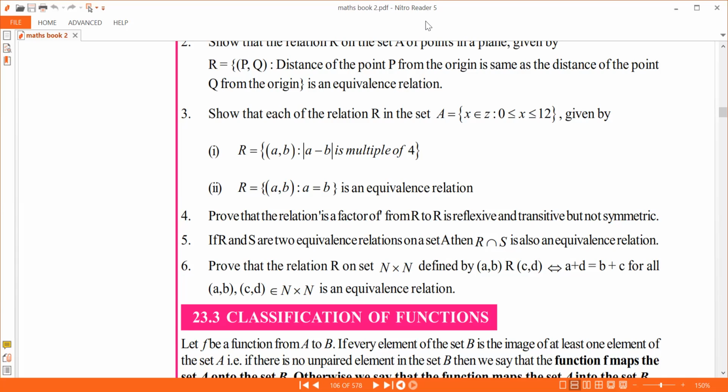So we had to choose different kinds of elements, and then we had to see some elements in common, and then we had to group them. It is something like that. R intersection S is an equivalence relation.